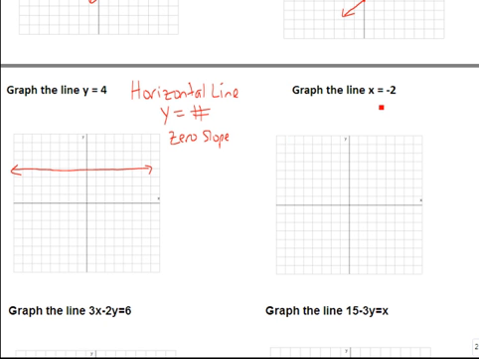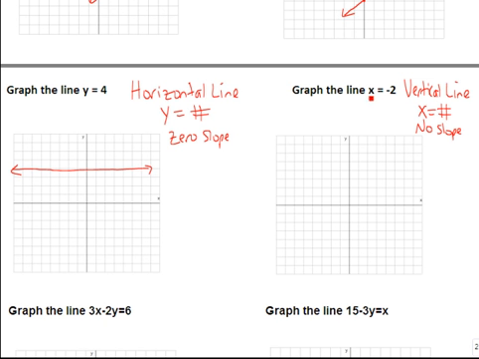In contrast to that, the next example just has an x. So if there's only an x variable and no y variable, that's the other special case of lines, and that would be a vertical line. Every vertical line is always x equals a number. And this has no slope. All vertical lines have no slope or undefined slope.